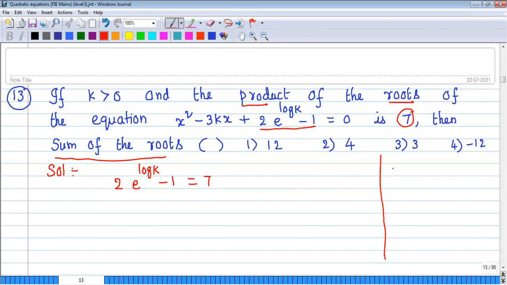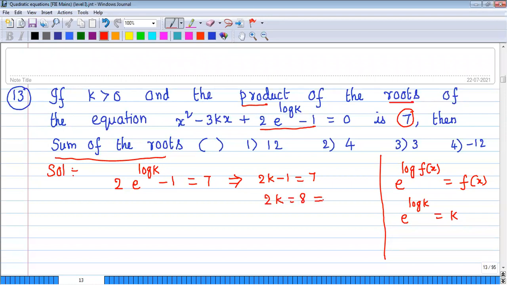Okay, now we have one important concept. e to the power of log of any function, say f of x, gives that function back. That means e to the power of log k gives us k. So this is nothing but 2k minus 1 is equal to 7. 2k is equal to 8. Now k equals 4.